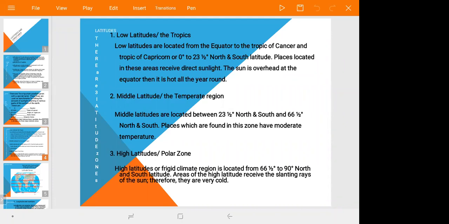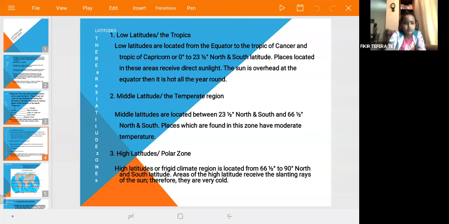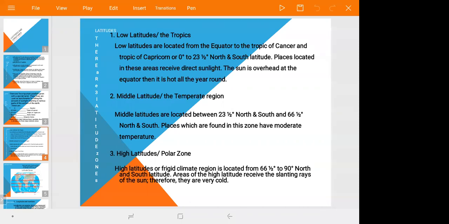Don't forget, 66.5 degree and also 23.5 degree is not part of middle latitude. 23.5 degree is part of low latitude, and 66.5 degree north and south is part of the high latitude. But places in between this 23.5 degree and 66.5 degree, both ways north and south, they are middle latitudes, and the temperature is not too hot or too cold. It is moderate.